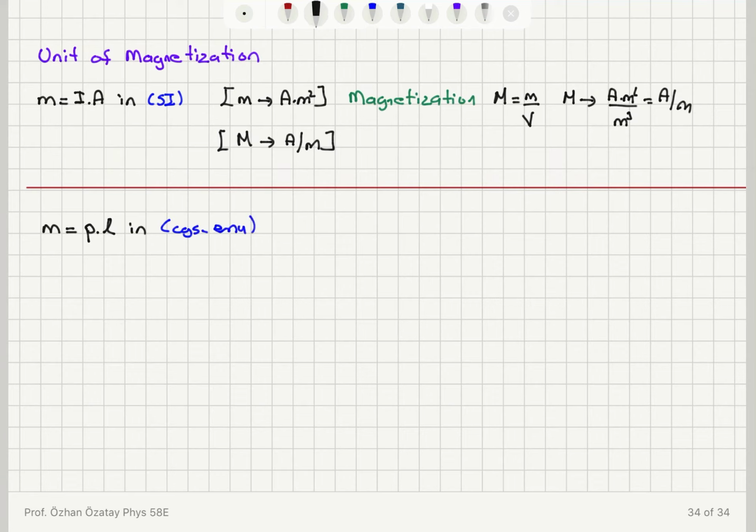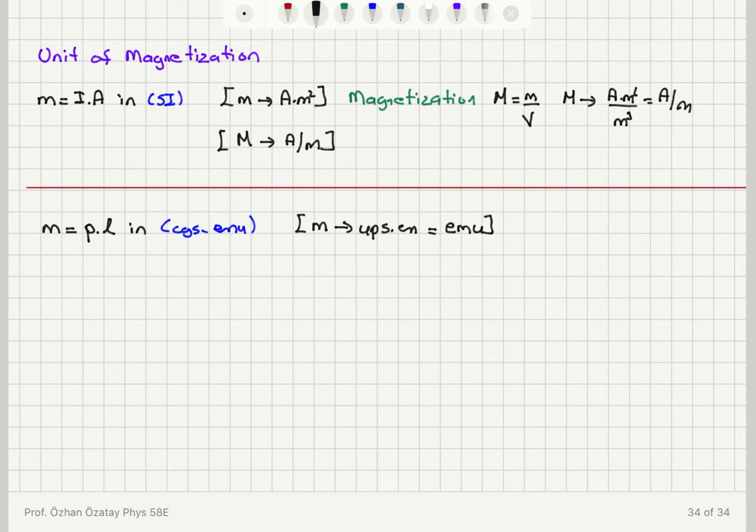And therefore it is measured in a unit pole strength times centimeter, which is called electromagnetic unit, EMU. So magnetic moment is measured in units of EMU.